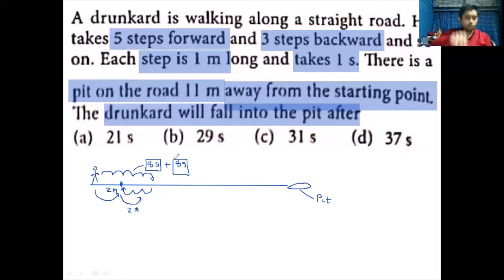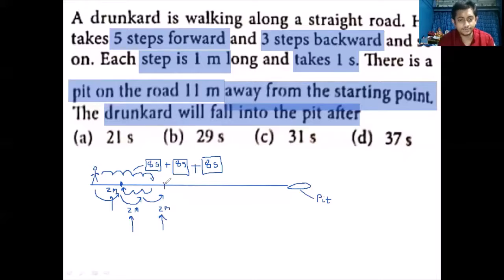And for doing that another 2 meter ka displacement, the drunkard takes another 8 seconds. Again, he will make a displacement of 2 meter, but for doing the 2 meter displacement, drunkard ko wapas 8 second lagega. Agreed? So the drunkard requires 8 seconds to make the first 2 meter displacement. Then again he requires 8 seconds to make the next 2 meter displacement. Again he needs 8 seconds to make the next 2 meter displacement.